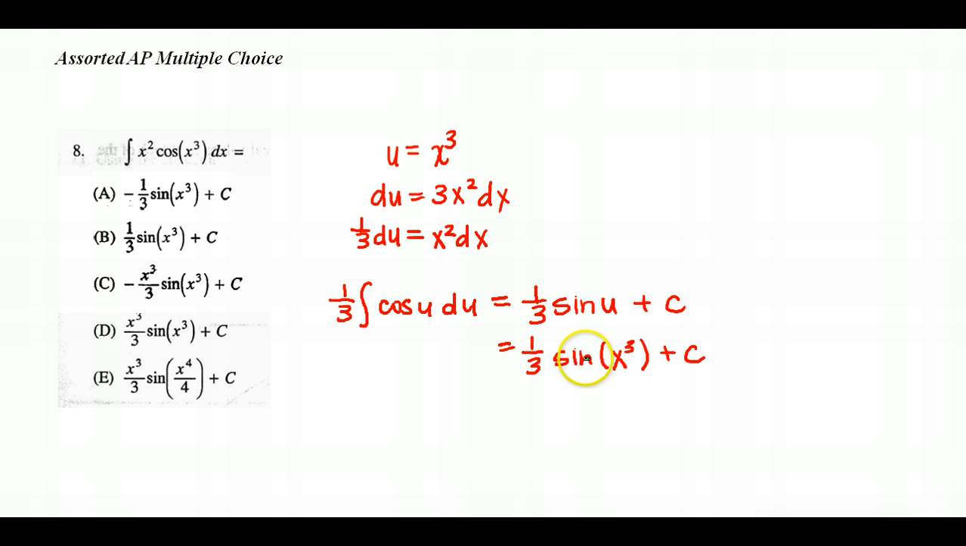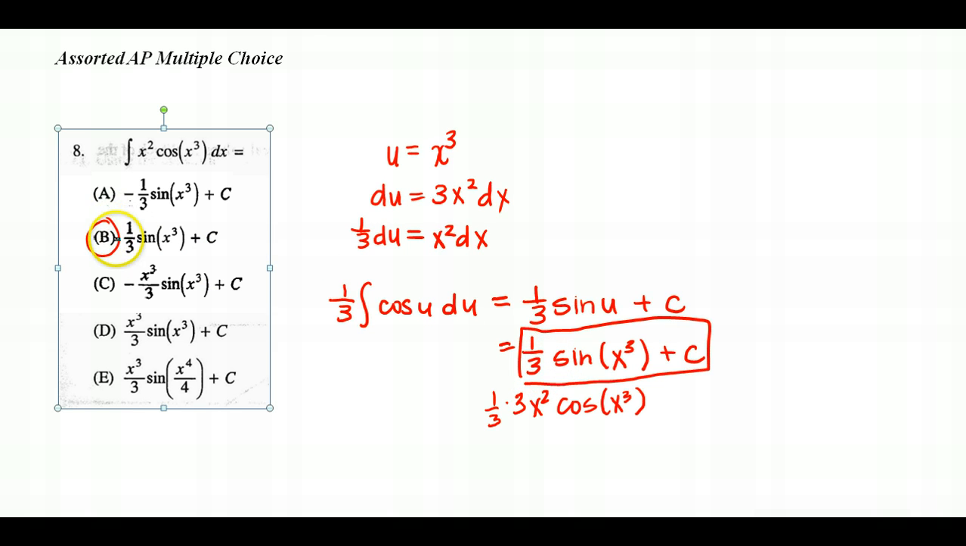And if I wanted to go ahead and check my work, the nice thing is that I can. So I can take the derivative here. The derivative of sine x cubed is cosine x cubed times 3x squared, but I had this 1/3 in front. The derivative of a constant is 0, and the 1/3 and the 3 cancel, so I end up with just x squared cosine x cubed, which is what I wanted. So I know that this is the correct answer, and the option for that one is B. So the answer to number 8 of a previous AP exam was B.